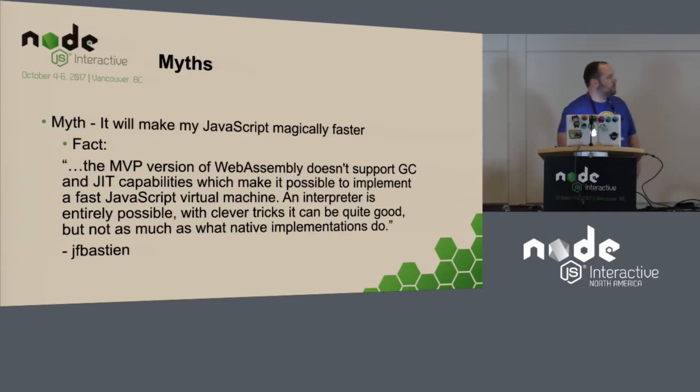So the MVP version, the minimum viable product, that's what's live in WebAssembly right now. It doesn't support garbage collection or JIT capabilities, which make it possible to implement a fast JavaScript virtual machine. An interpreter is entirely possible. With clever tricks, it can be quite good, but not as much as what native implementations do. Point being, if you want to run JavaScript in WebAssembly, you'd have to write some sort of interpreter or something like that, and you can do that. But it's not going to be as fast as the native implementations out there right now, at least not until we get some of these other features.